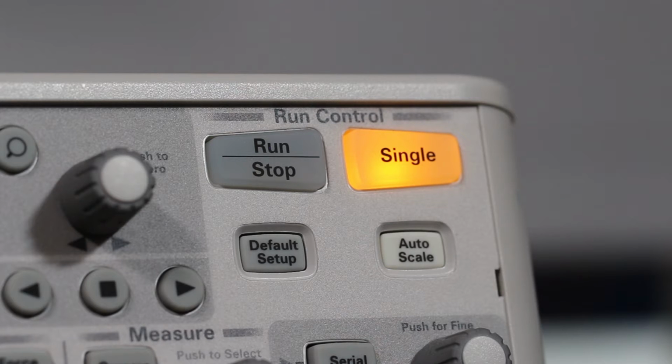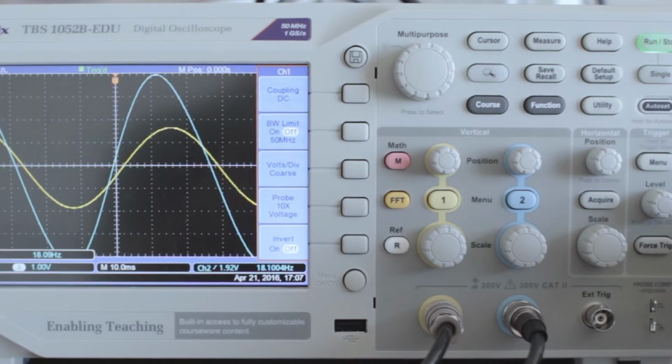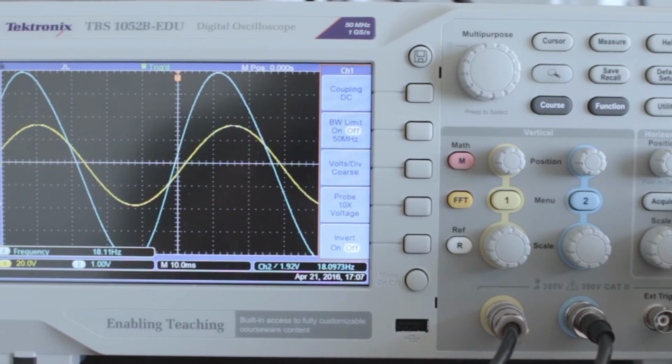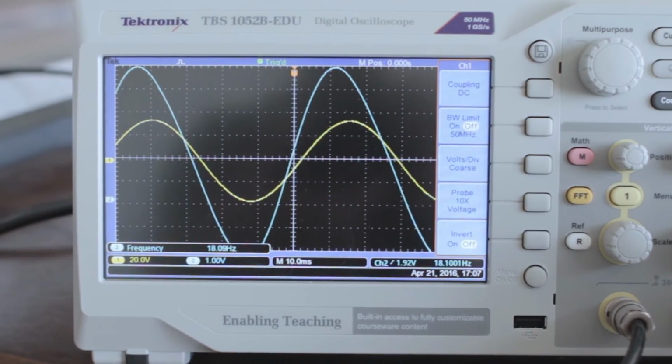Oscilloscopes can be set to single shot to capture an individual event, or set to run for capturing repeating or continuous signals. A typical application might be to measure vibrations by using a transducer to convert mechanical motion into a voltage which is displayed on the scope.